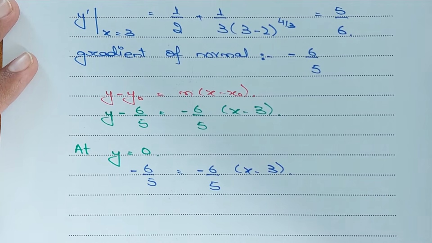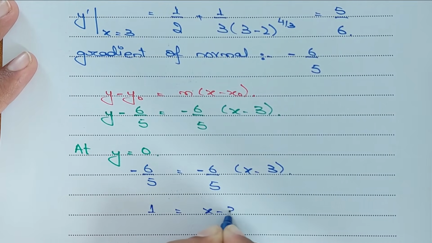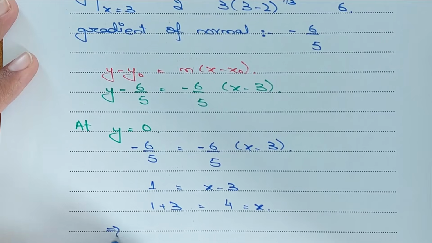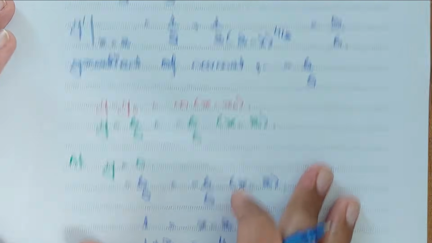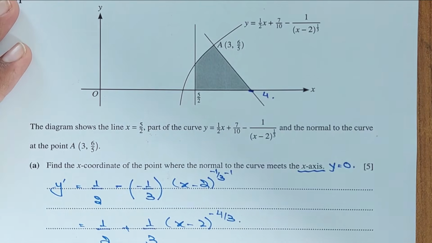So if I multiply both sides by minus 5 by 6, we will get 1 equals x minus 3. So 1 plus 3 equals 4 equals x. So we can say that the x coordinate of equation of normal is equal to 4 and the y coordinate is 0, right? So here this x coordinate is equal to 4, right?